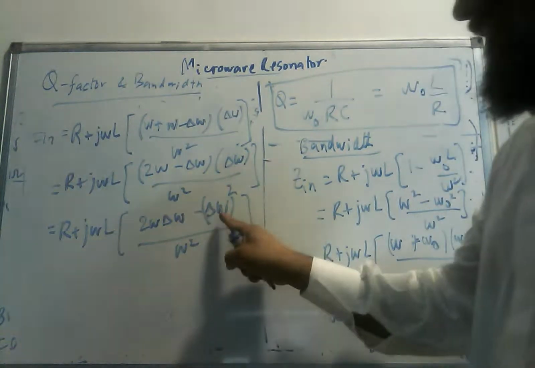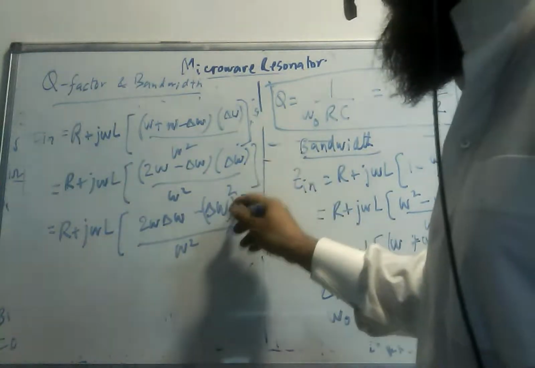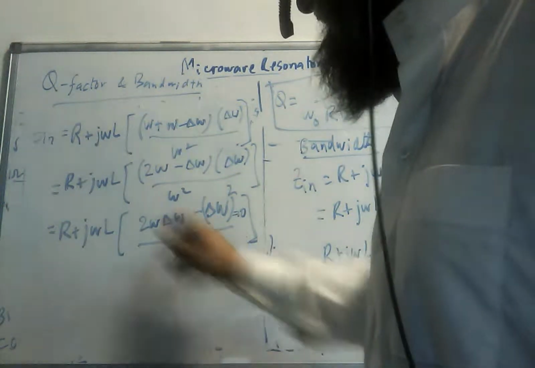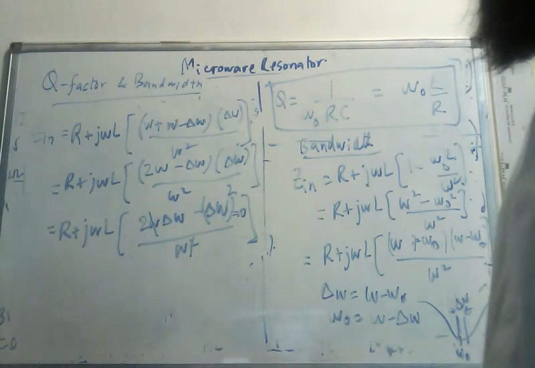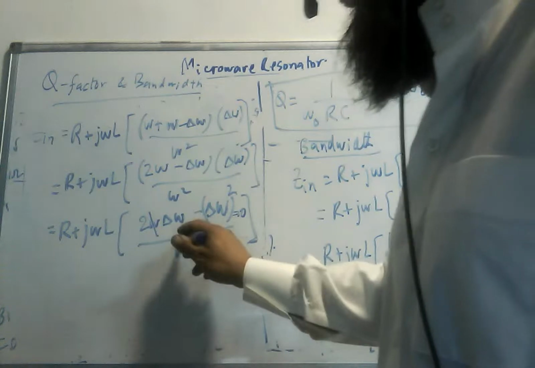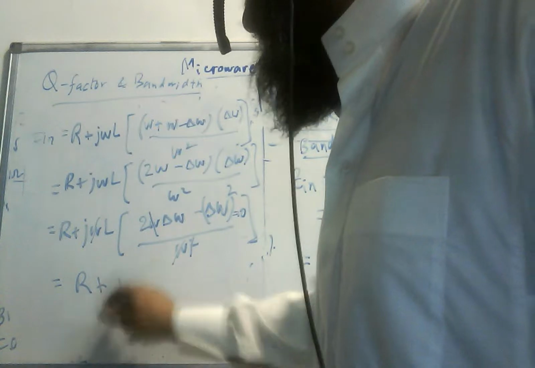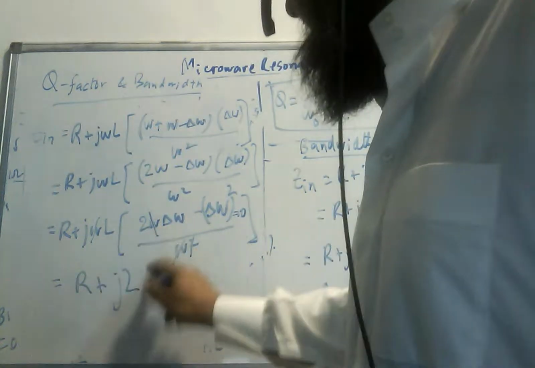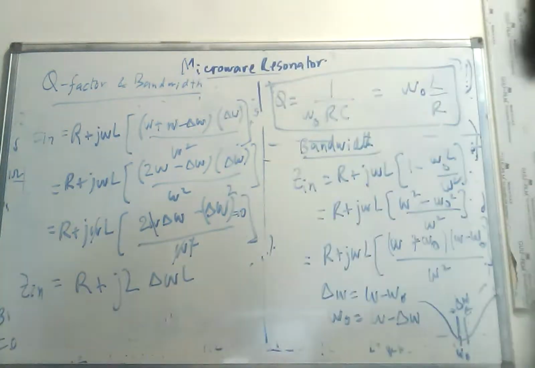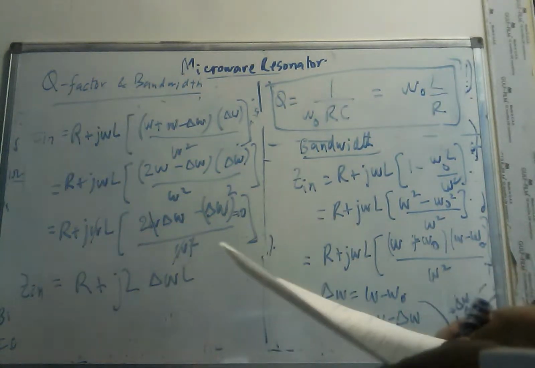Now, assuming that delta omega is a small number, delta omega square is even smaller, so I can just take this to 0. So it simplifies my equation. So this will be 2 delta omega. This becomes 0 divided by omega, and this omega now cancels with this omega. So I have R plus j 2 delta omega L. So this is a very simple form of the input impedance to find the bandwidth.